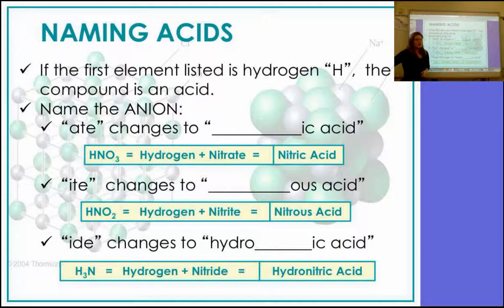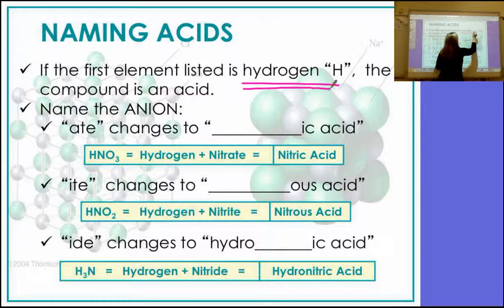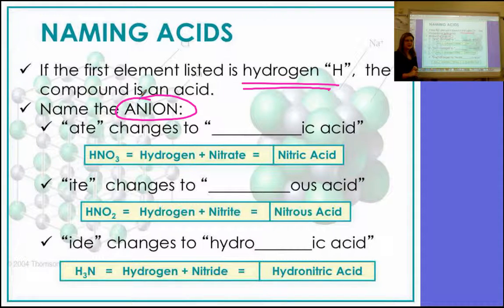So here we go. There are 3 different rules for naming acids. First things first, though, everything has to start with hydrogen. When you see that hydrogen, you know your rules are slightly going to have to change. Since the cation is always hydrogen, we're really only naming the anion. So if you have an -ate, a phosphate, a sulfate, a nitrate coming from your polyatomic list, anything -ate changes to -ic acid.